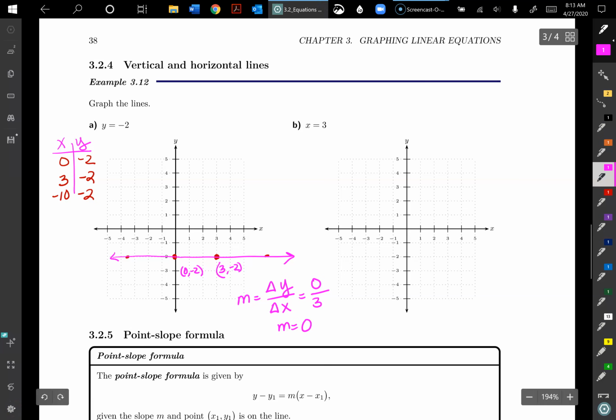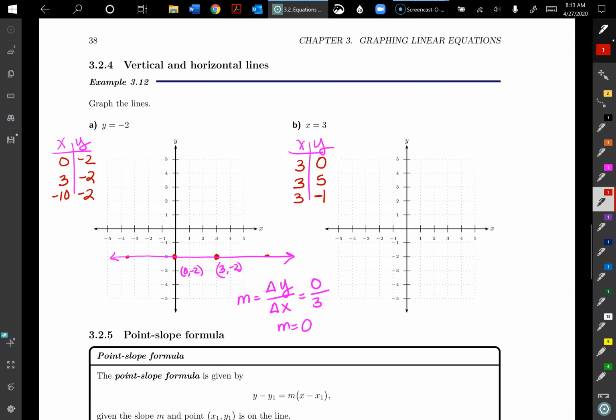Now when we have x equal to 3, it's the same kind of thing, except we are saying no matter what I pick for y, if I pick 0 for y, x is 3. If I pick 5 for y, x is 3. If I pick -1, whoops, -1, that's going to go over here, for y, x is 3. So x is always 3 no matter what.